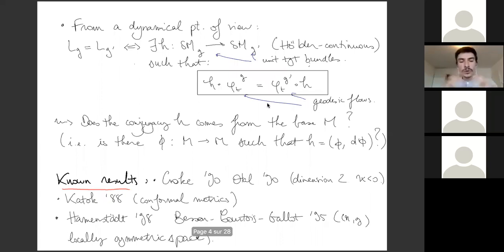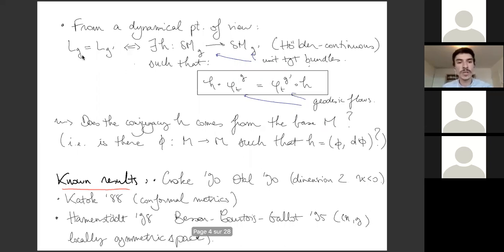There is another reformulation of this problem, and I will come back to this later. It has a more dynamical flavor. It's fairly easy to see, and I will explain where this comes from, that having the same marked length spectrum is actually equivalent to having conjugate geodesic flows.